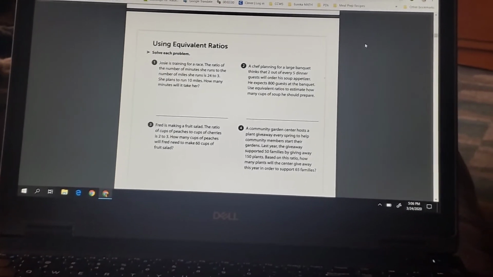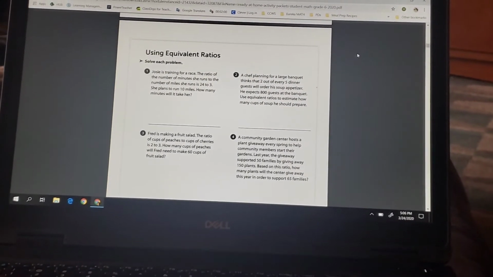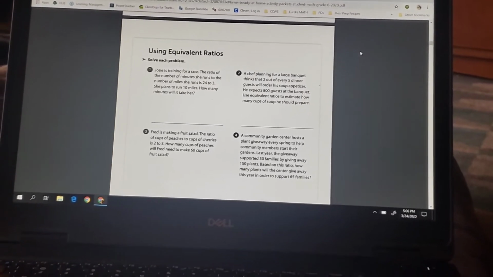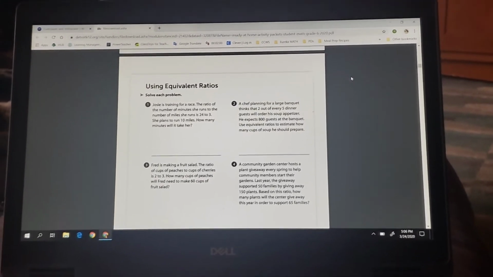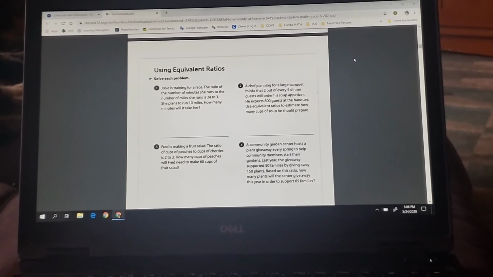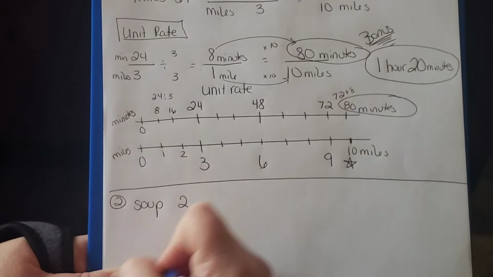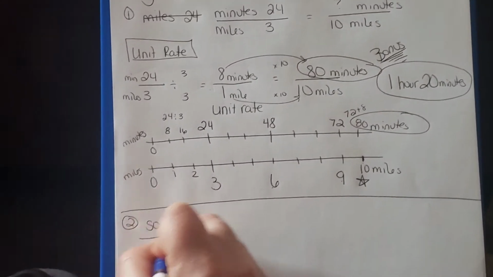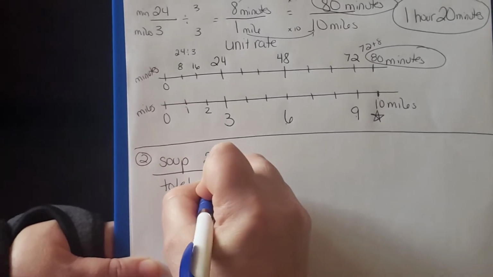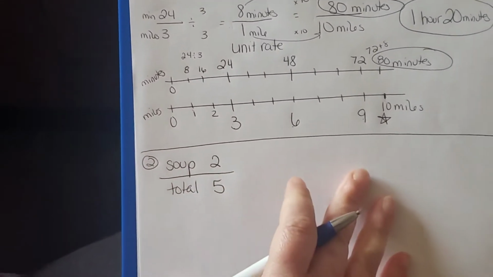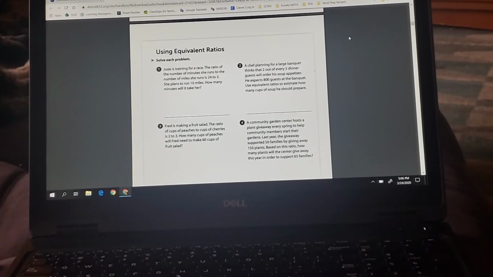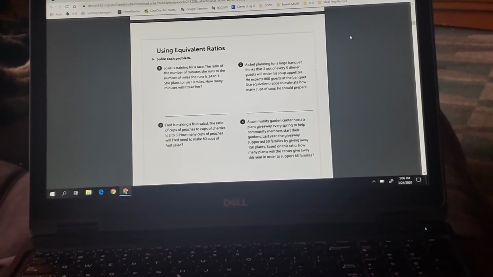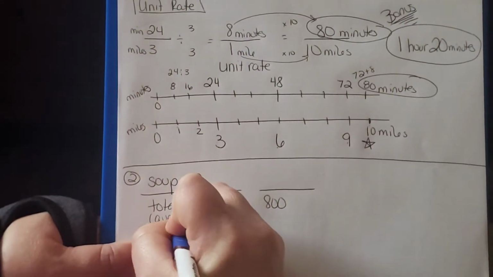All right, the next one says that a chef is planning for a large banquet and thinks that 2 out of every 5 dinners. This is not a part to part. This is a part to whole ratio. So for problem number 2, you're comparing the people who order soup to the total amount of dinners. So 2 out of every 5 guests will order his soup if he expects 800 guests. And I guess we could put that as the total.